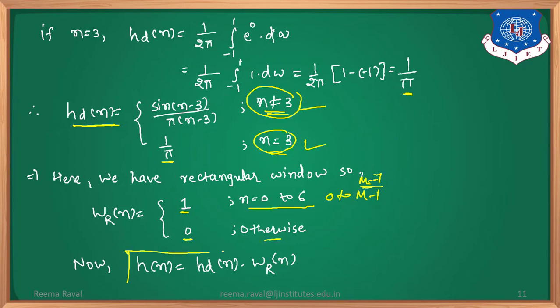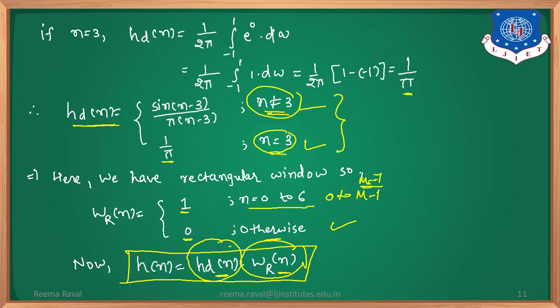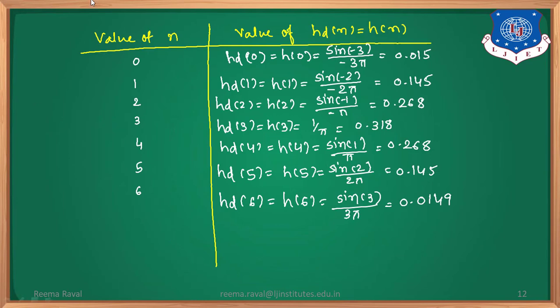Now what we have is the equation h of n equals hd of n into wr of n. We have obtained wr of n already, and hd of n for these cases. Now we are going to make the table for this, starting from the values 0 to 6, because we have a total of 7 values. So starting from 0 to 6, we will obtain all the values of h of n. So we can take the values of n from 0 to 6 and place them over here.